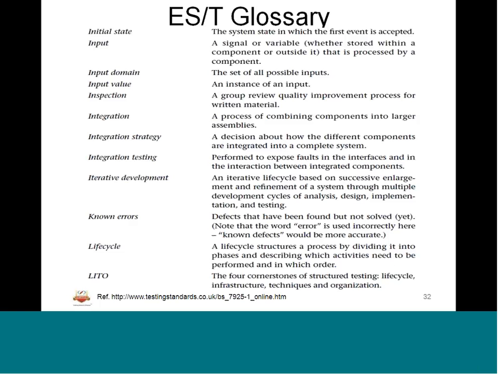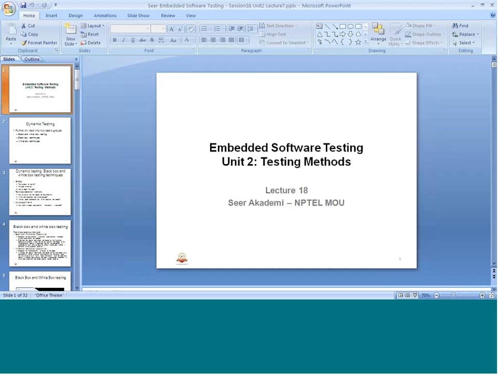Known errors, that means defects that have been found but not solved. That means we already know the problem. With the understanding of these known defects, we will go ahead with other, unknown issues. Life cycle: structure of a process by dividing it into multiple phases. LITO we have seen, it's a TMap method where four cornerstones of structured testing are used. LITO means life cycle, infrastructure, techniques, and organization. So that is about the class. Lecture 18 as of date. We will continue the white box testing in the next class.